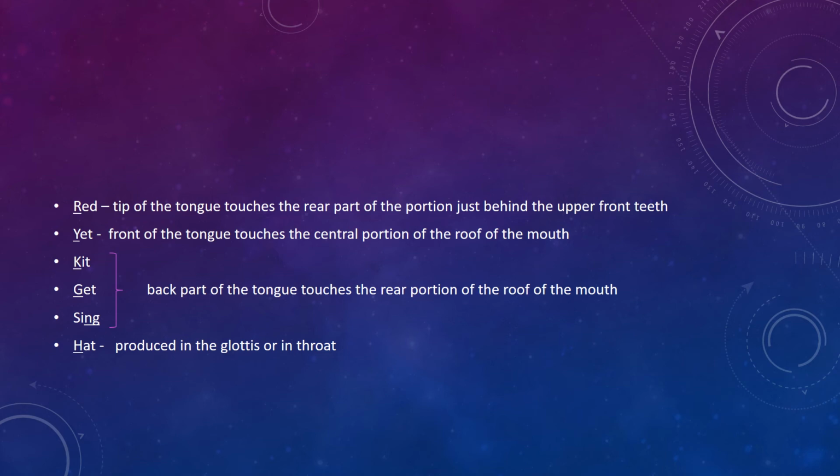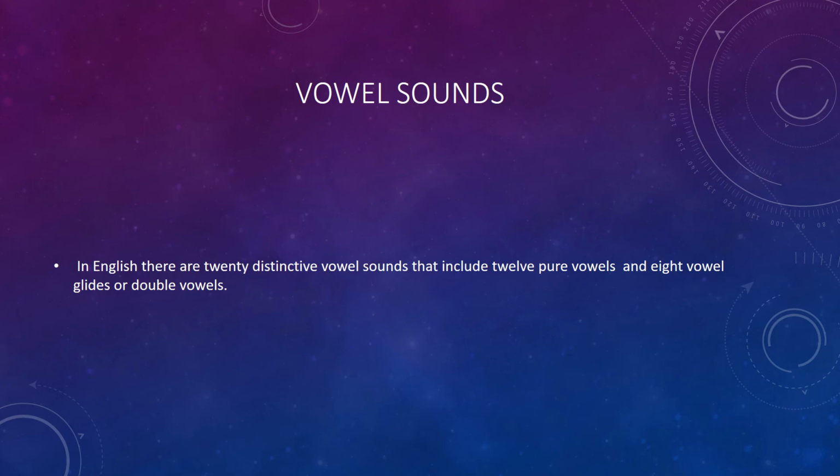K as in kit, g as in get, ng as in sing. For the production of these 3 sounds, the back part of the tongue is touching the rear portion of the roof of the mouth. For the articulation of h as in hat, it is being produced in the glottis or in throat. So that was all about the consonant sounds.